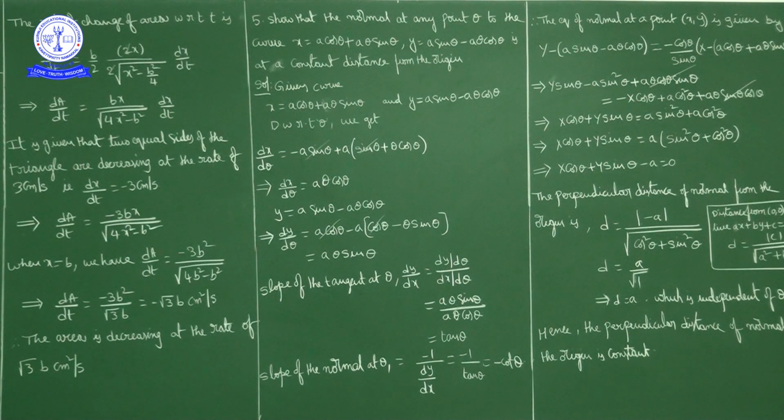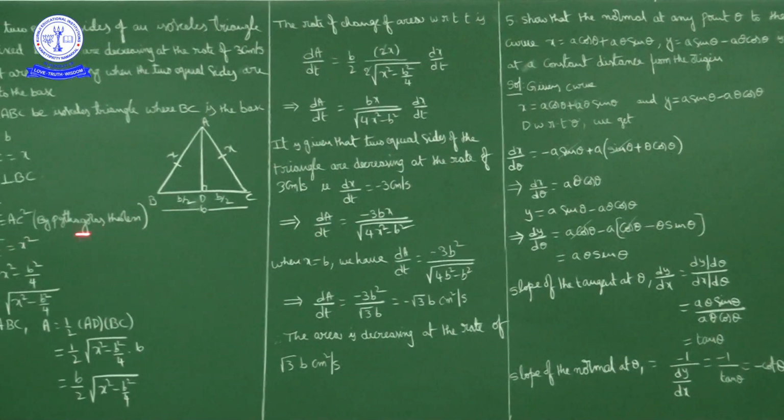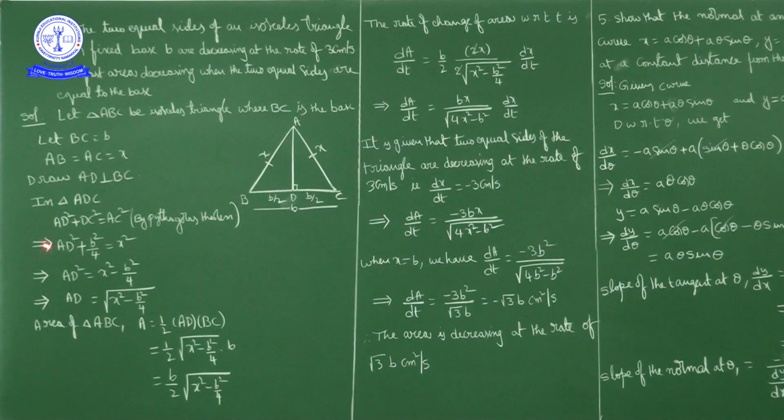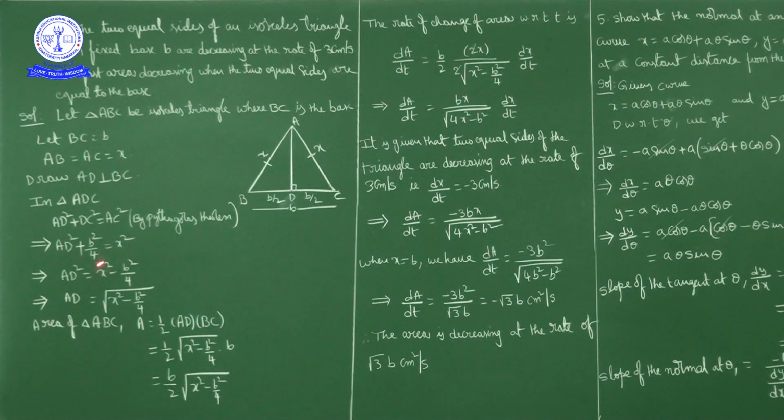Now in triangle ADC, what we get is AD square plus DC square is equal to AC square. DC is b by 2, so b by 2 square is b square by 4. AD square plus b square by 4 is equal to x square. So AD square is equal to x square minus b square by 4, and AD is equal to the square root of x square minus b square by 4.